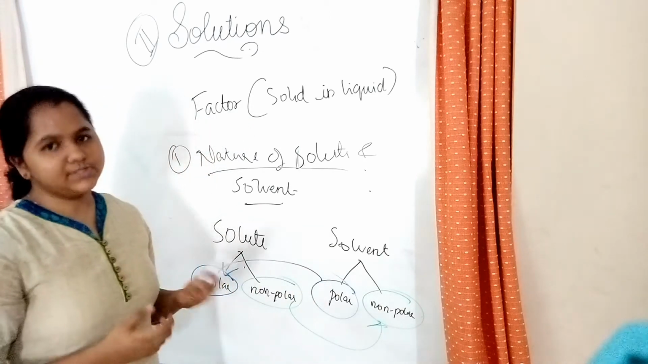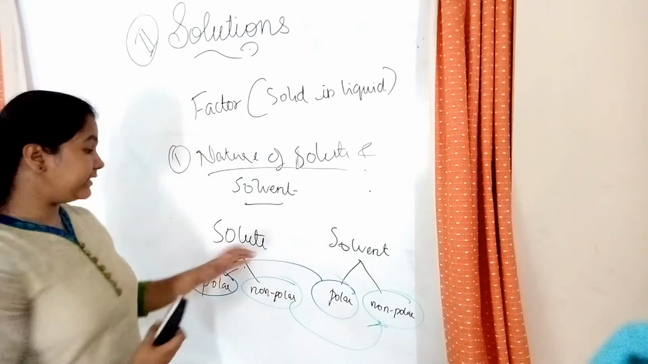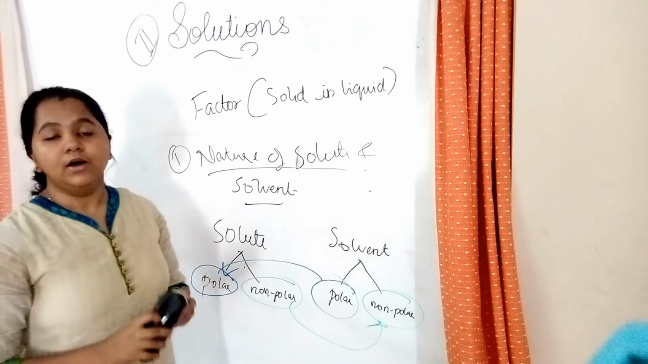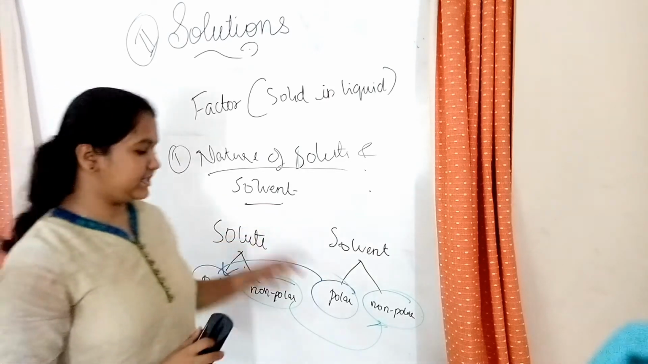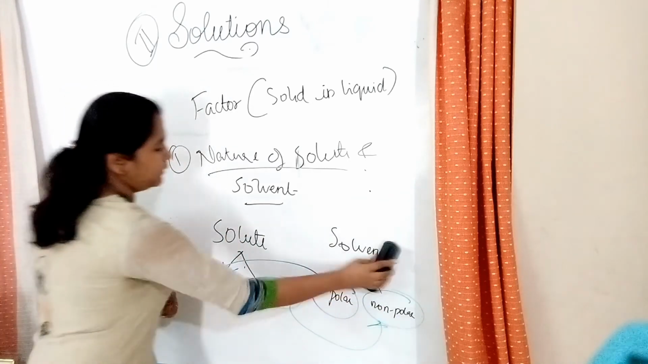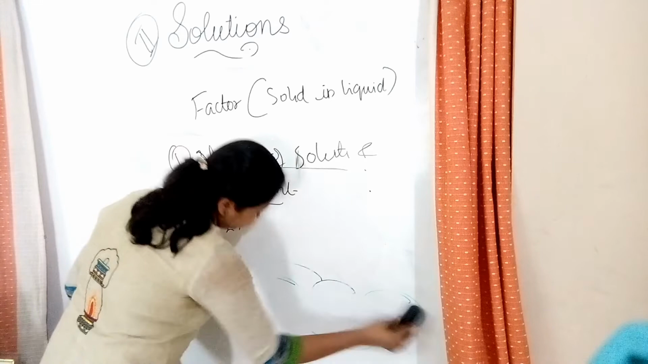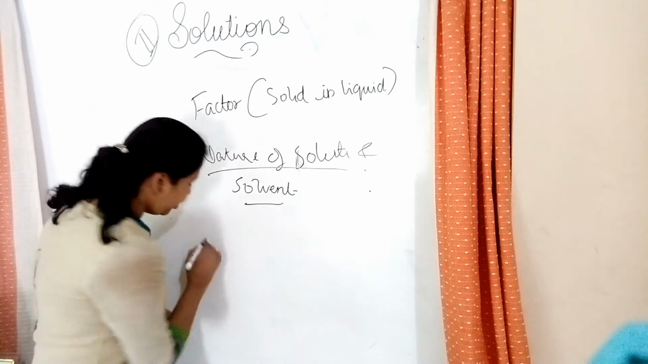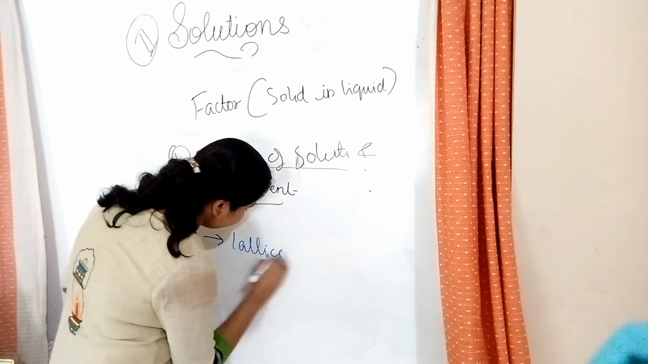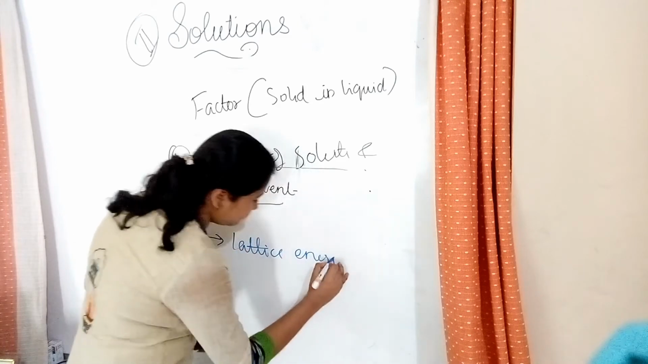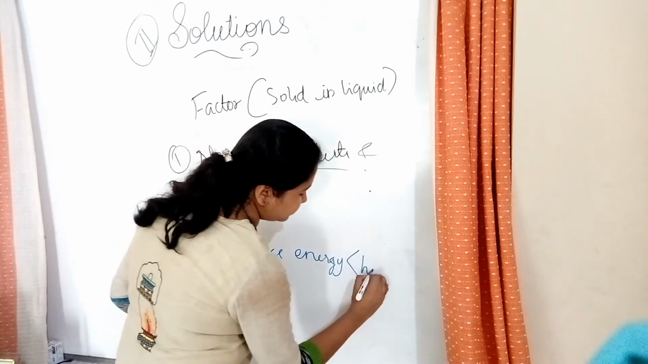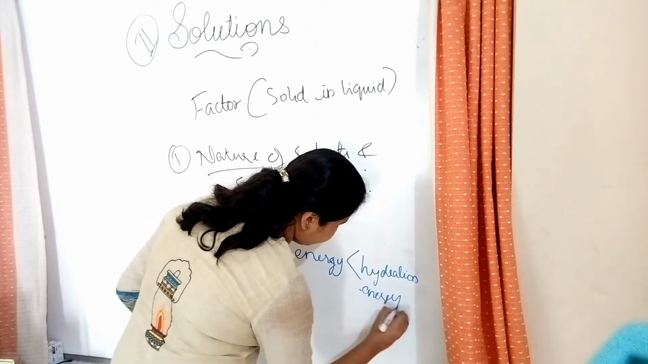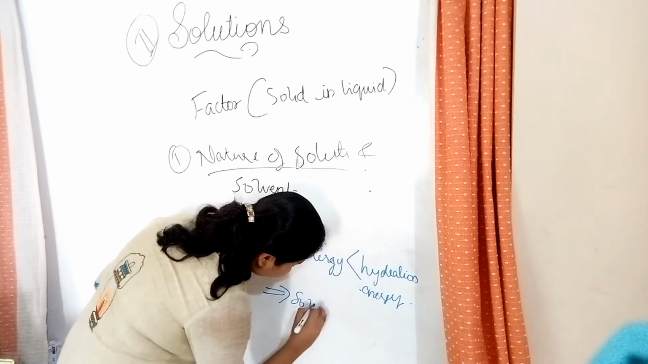We'll take the example of salt and water itself, which is a polar solute and polar solvent. CCl4, carbon tetrachloride, and benzene together form the example for non-polar solutions. Let's write the examples. Over here, the lattice energy is lesser than the hydration energy. That means hydration energy is more, which implies the solvation will occur.